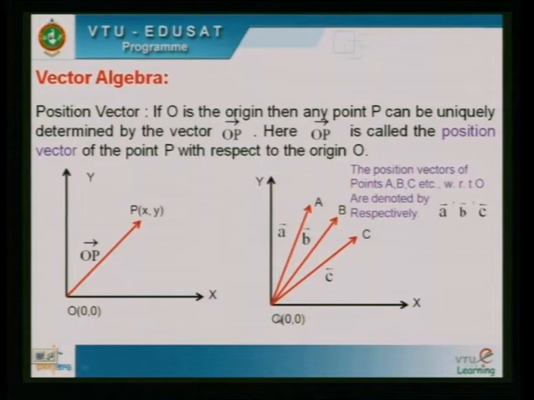As usual, it is an x axis, y axis, and O is the origin. You can take a point A in the xy plane with respect to O. So OA is one position vector. Similarly, OB is another position vector, and it can be denoted by vector B. OC is the third position vector. They can be denoted by vector A, vector B or vector C. Like that, you can define a position vector.